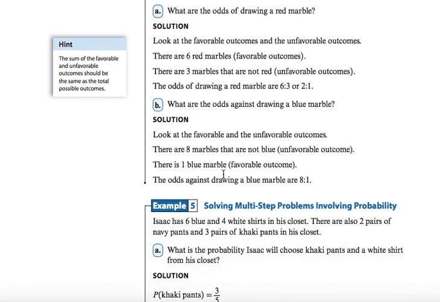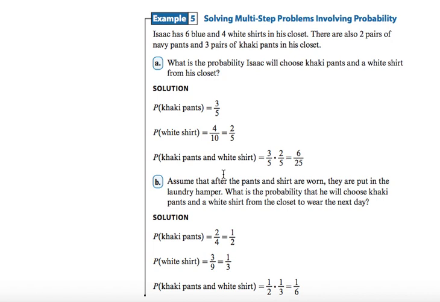Example 5, solving multi-step problems involving probability. Isaac has 6 blue and 4 white shirts in his closet. There are also 2 pairs of navy pants and 3 pairs of khaki pants in his closet. What's the probability Isaac will choose a khaki pant and a white shirt from his closet? Well, to calculate probability in this example, you have to consider what you have for a total of pants and what you have for a total of shirts. In terms of pants, he's got 2 pairs of navy and 3 pairs of khaki, so he's got a total of 5. 3 out of those 5 are khaki, so here's your probability. In terms of calculating a white shirt, you've got 4 out of 10, which is reduced to 2/5.